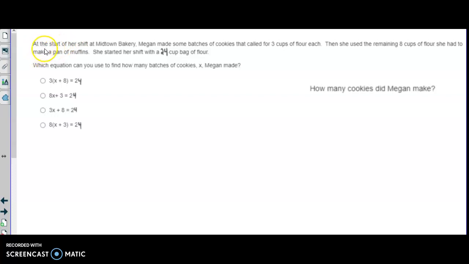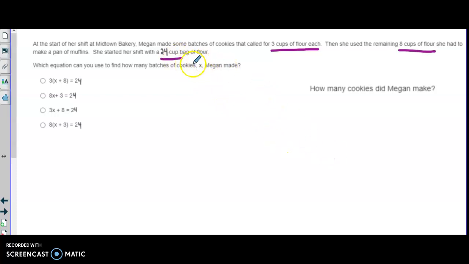It says, at the start of her shift at Midtown Bakery, Megan made some batches of cookies that called for 3 cups of flour each. Then she used the remaining 8 cups of flour she had to make a pan of muffins. She started her shift with a 24 cup bag of flour. Which equation can be used to find how many batches of cookies X Megan made?